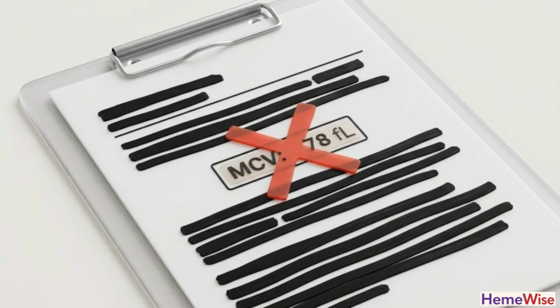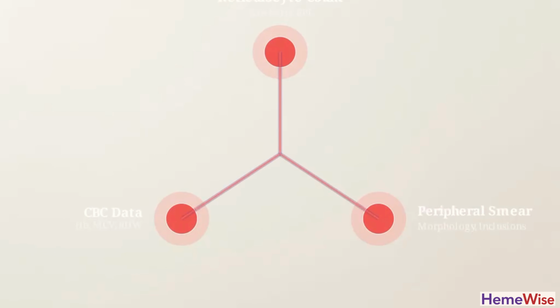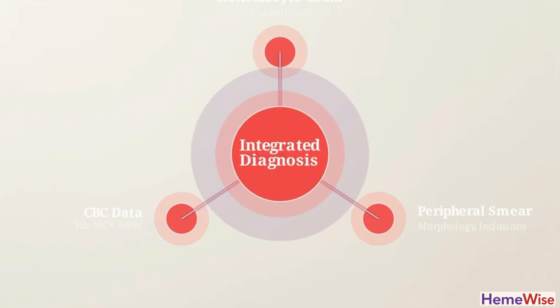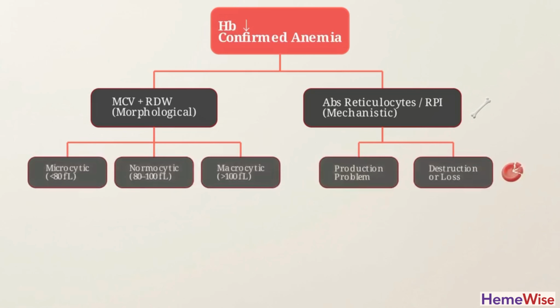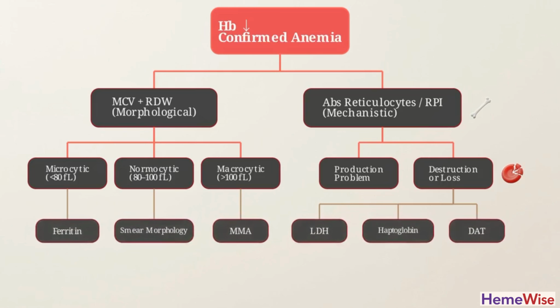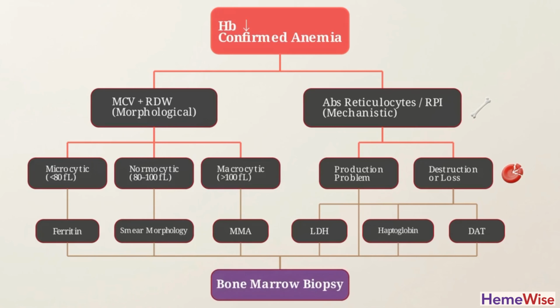Diagnosing red cell disorders requires abandoning the habit of looking at isolated metrics like the mean corpuscular volume, or MCV. Instead, it demands the integration of the complete blood count, the reticulocyte response, and the peripheral smear. This diagram maps out the master anemia framework. It is a cascading algorithmic decision tree that begins exclusively from one starting point, a confirmed low hemoglobin reading. From here, the diagnostic logic branches downward into distinct morphological and mechanistic pathways.